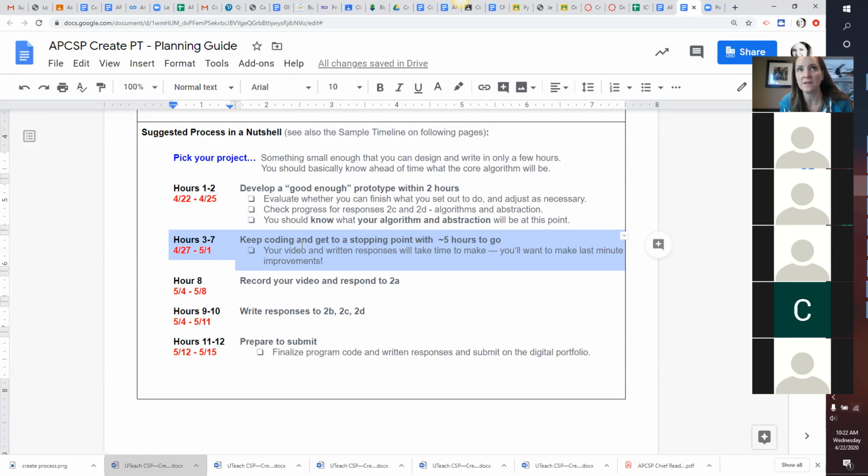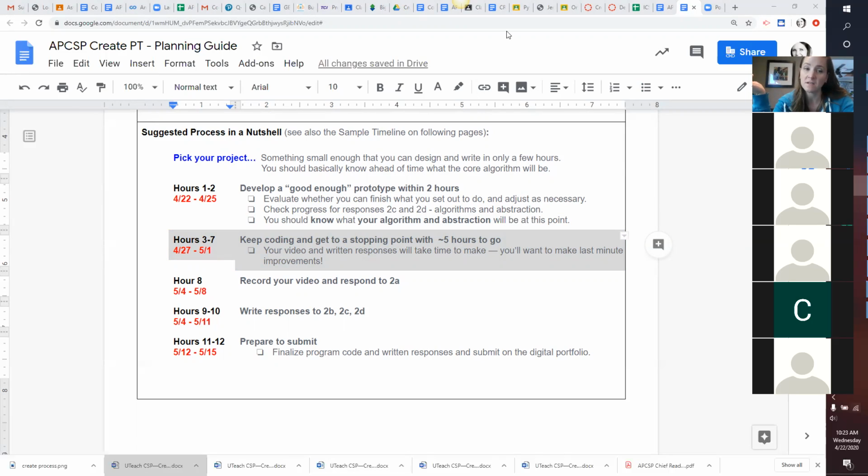What I want to tell you is that for the Create, you do not have to build a whole program. You can have the idea of a whole program, but then just build out one function in that program. That's all you have to do. In other words, if you think of this in terms of a Pong game, you didn't have to build a whole Pong game. You could have just built the paddle bounce function. And that could have been the only thing that you shared with the College Board.